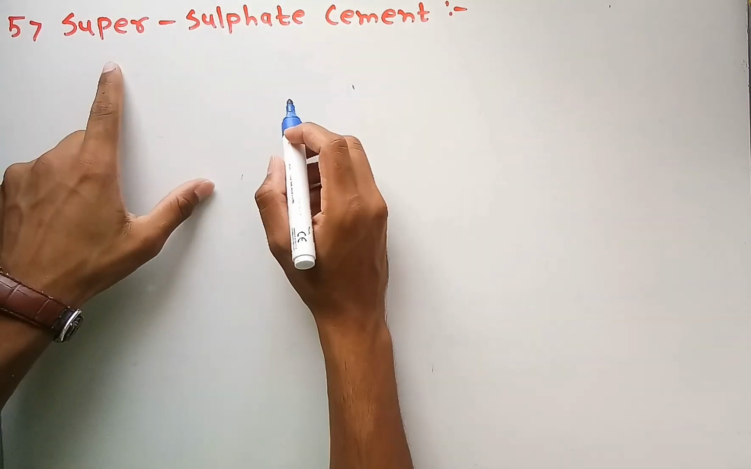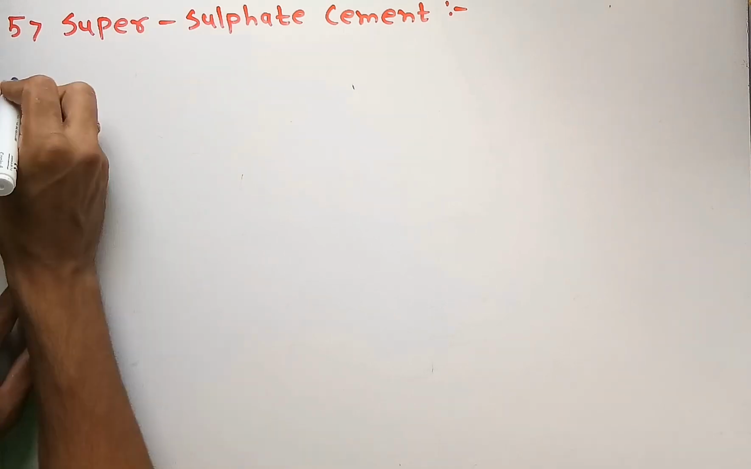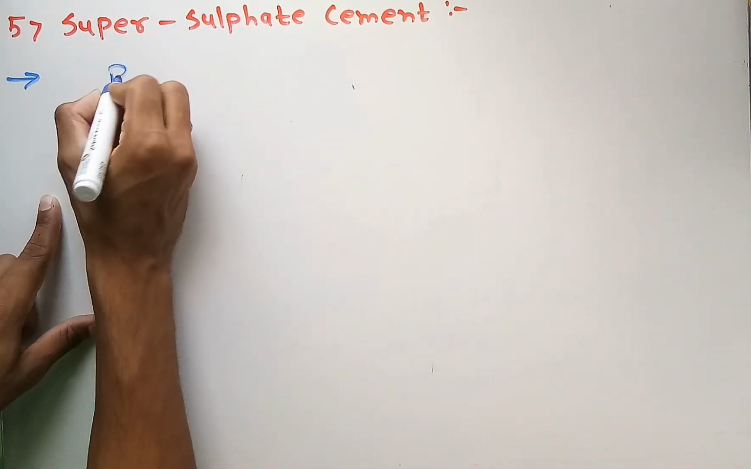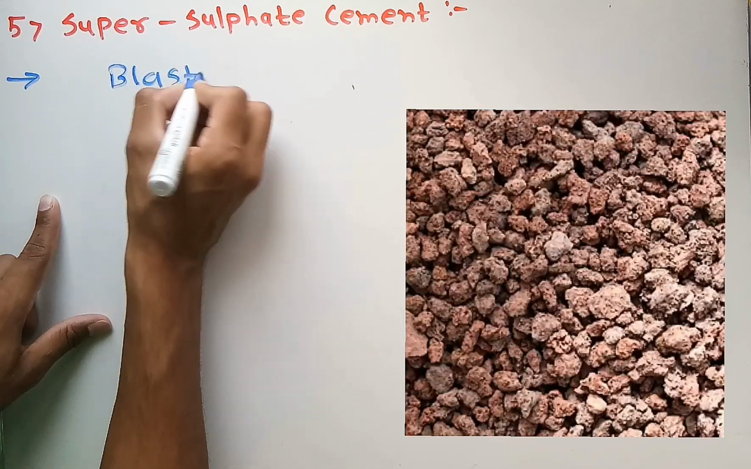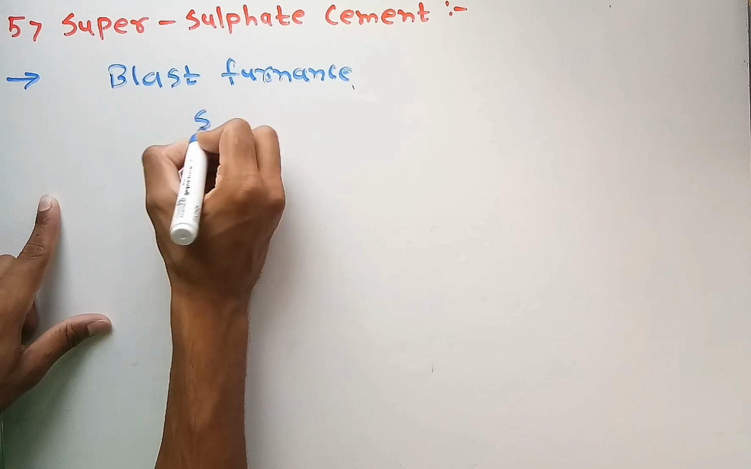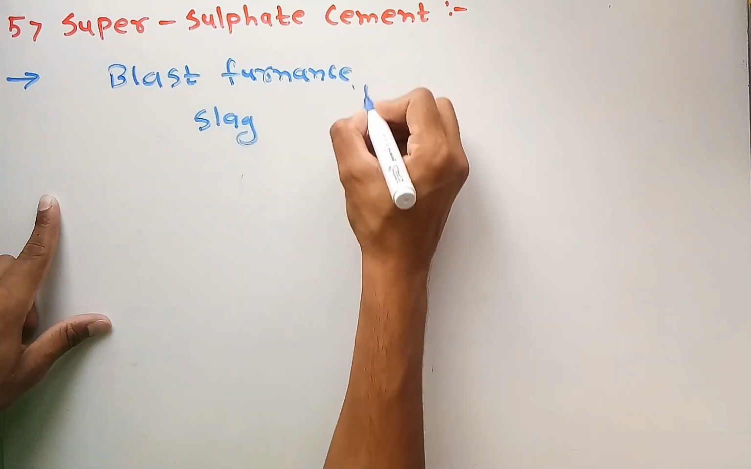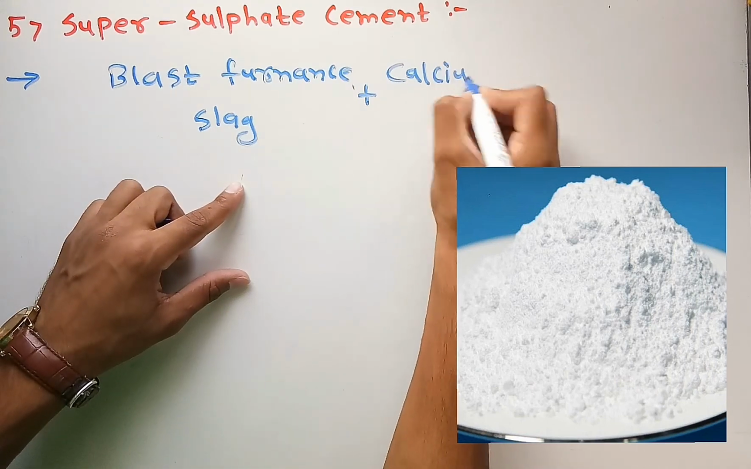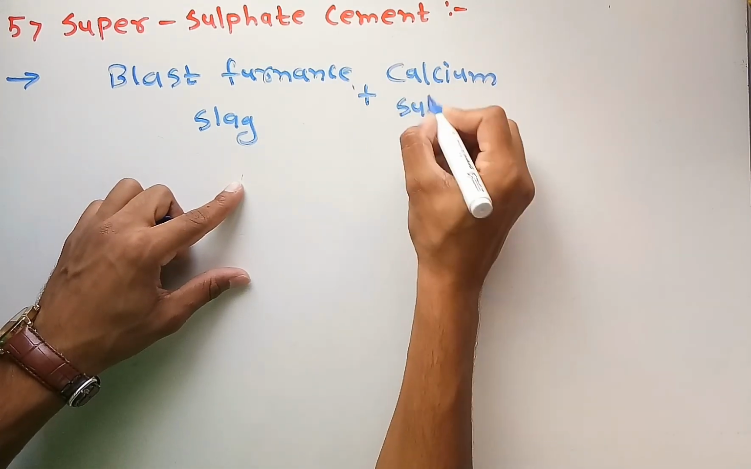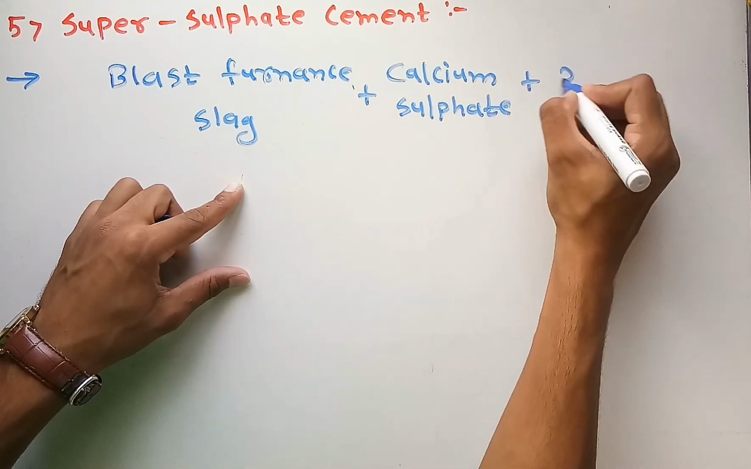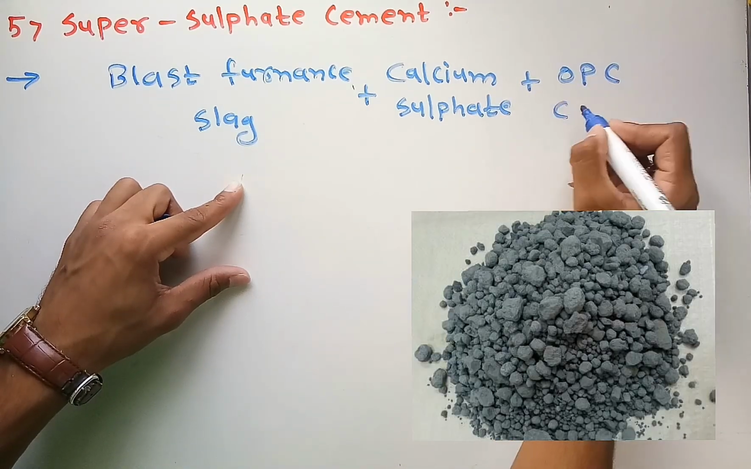So our fifth type, that is super sulphate cement. In the super sulphate cement, the composition is in such a way that it has blast furnace slag along with calcium sulphate, and it is mixed with the OPC clinker.